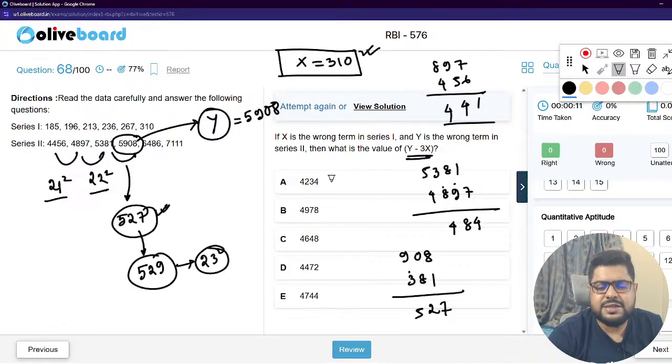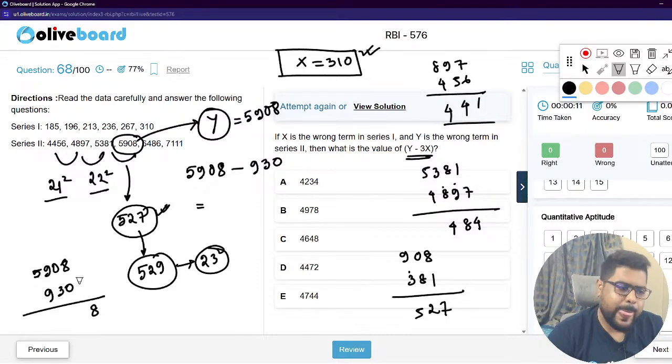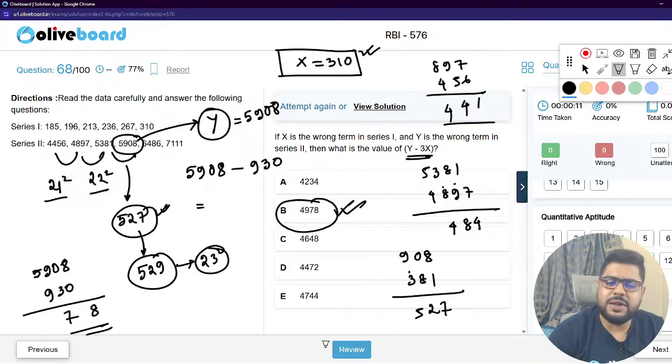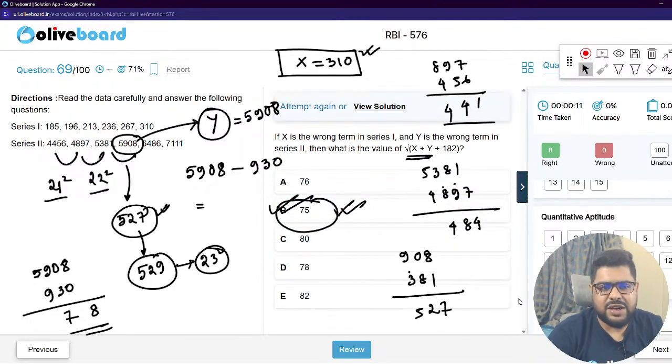So y minus 3x. My answer will be 5908 minus 3930, sir. So 5908 minus 938, and sir this is 7. It ends with 78, sir. So option B is the answer. Only one option ending in this 78. That's my answer. Perfect. Okay, next one.